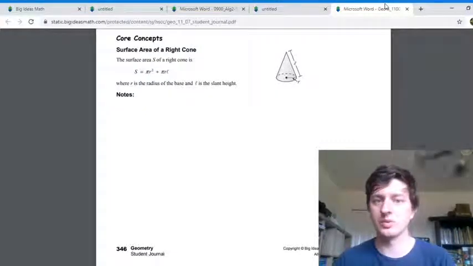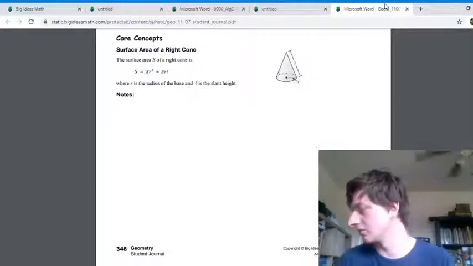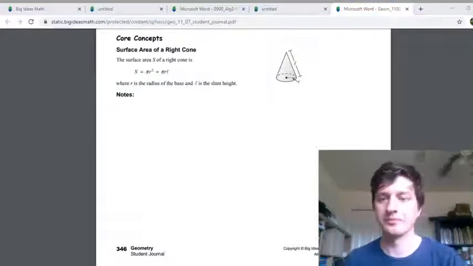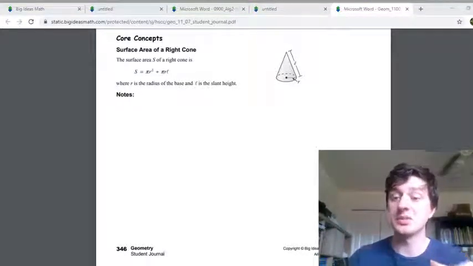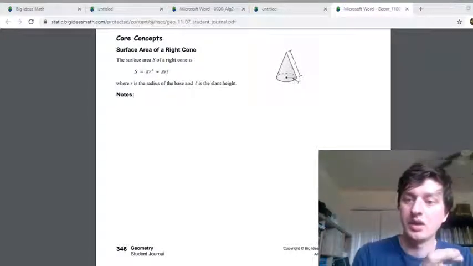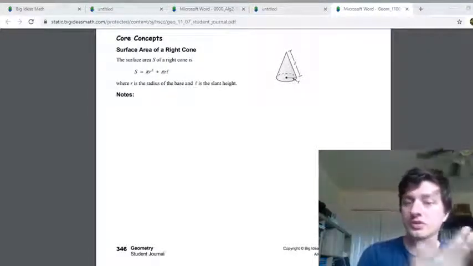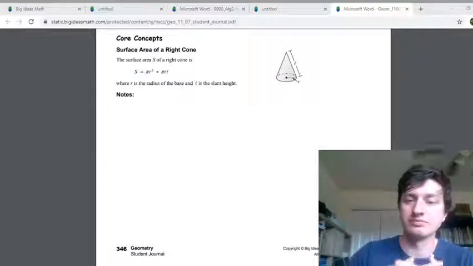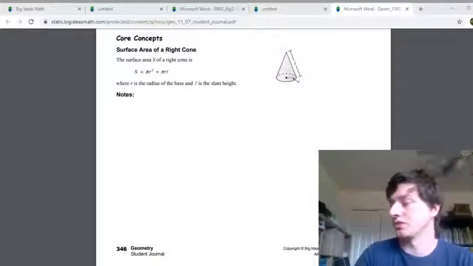This is a bit weird, but it's basically two pieces for the surface area. It has the base piece, so the circle. That's going to be pi r squared. That's going to be easy. And then it's the curved, kind of outside of the cone piece on the surface area.